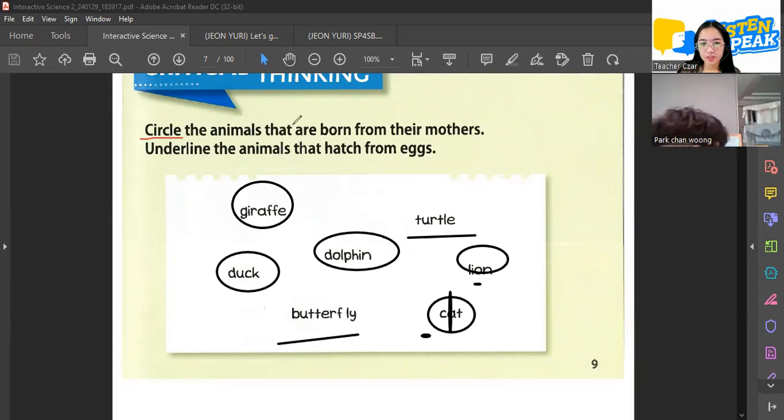We need to circle the animals that are born from their mothers. Those animals are giraffe, dolphin, lion, cat, and dog. The animals that hatch from eggs are turtle and butterfly. So how about this one, the dog? Does this animal grow or is it born from its mother? Yes? Okay, so a dog is like a chicken.